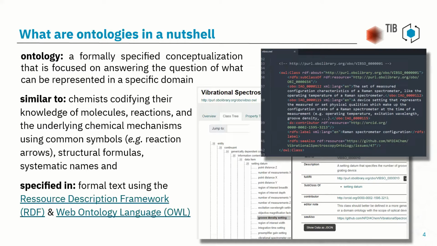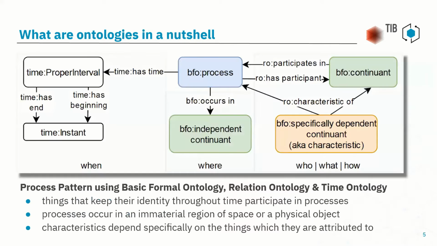those formally specified conceptualizations, are usually specified in formal text that uses the Resource Description Framework, RDF, and the Web Ontology Language, OWL. And here I want to give you a very brief example of ontologies that are prominently used: the Basic Formal Ontology and the Relation Ontology, and how they are used together with a time ontology to give you a very brief pattern of how processes work.